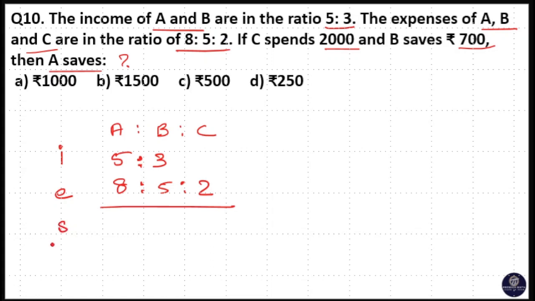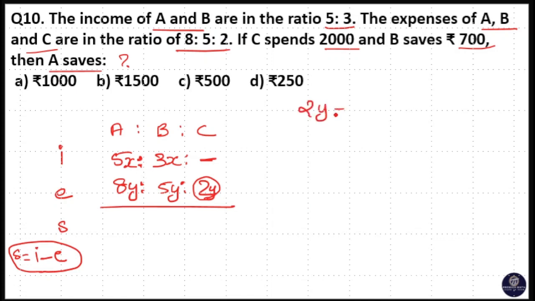So savings is equal to income minus expenditure. Here, if C spends 2000, C means 2 unit. So I will write income unit as 5x, 3x and we don't know the C unit. Then expenditure unit as 8y, 5y and 2y. So here 2y is equal to 2000 because C spends 2000. That means y is equal to 1000. So 5y is equal to 5000.